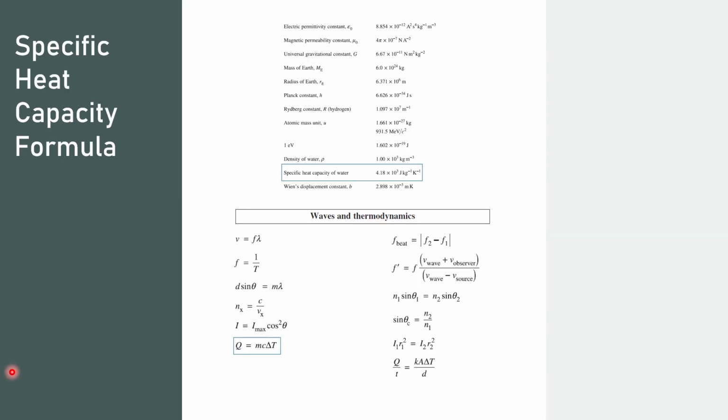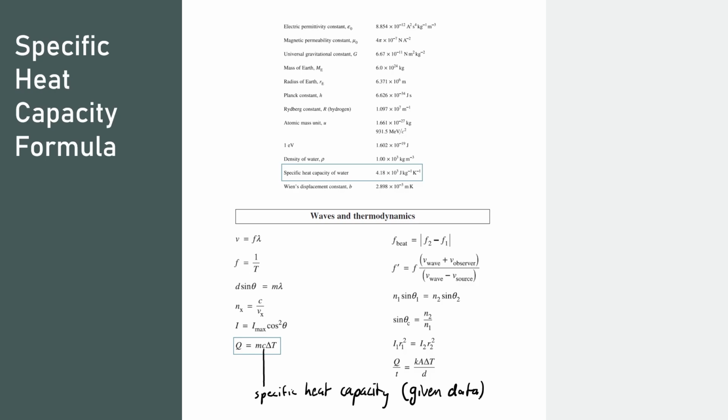So our specific heat capacity formula we can find in the waves and thermodynamics part of our data sheet. It's right at the bottom. It's Q is equal to mc delta T, where C here is the specific heat capacity of water, which is 4.18 times 10 to the 3 joules per kilo per Kelvin.